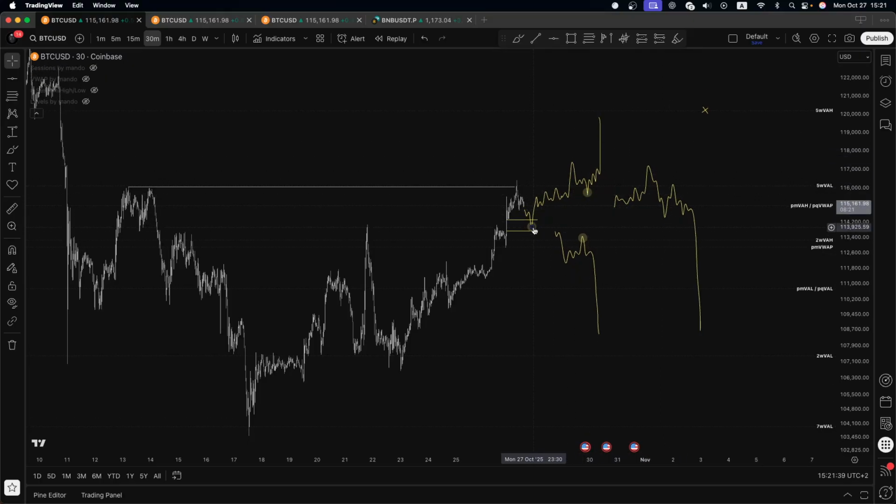Here on the bubbles I do have the triggers for these trades. Let me mark this one as well after the breakout structure, right? So pretty simple levels to trade around.